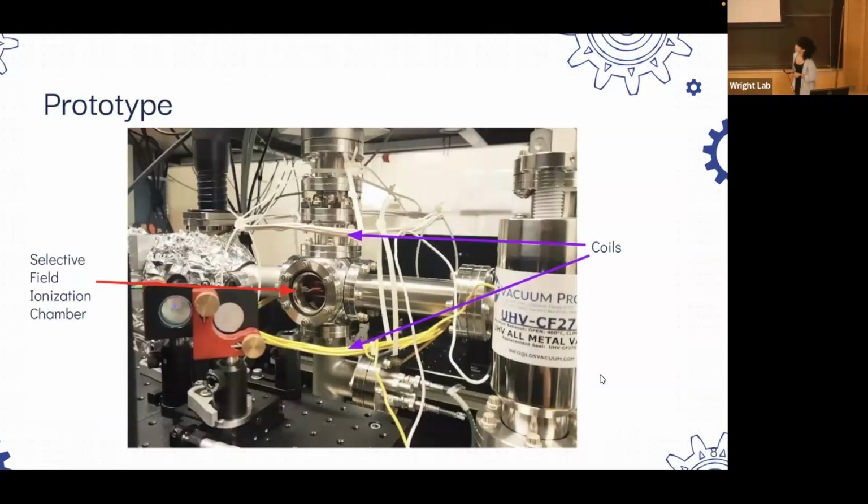So with the prototype, we wanted to induce a magnetic field, and I created one single axis Helmholtz coils. These are the coils, the white here and the yellow, and it has the selective field ionization chamber inside, in between where the magnetic field would be most uniform. And this is exactly where the Rydberg atoms would be, where they would be excited with the two lasers.